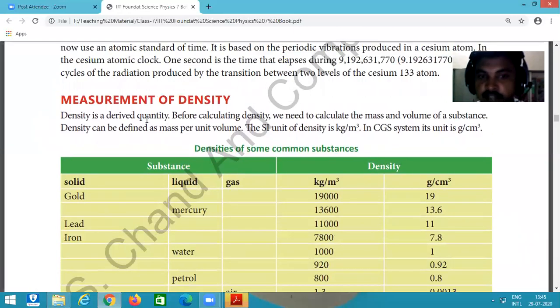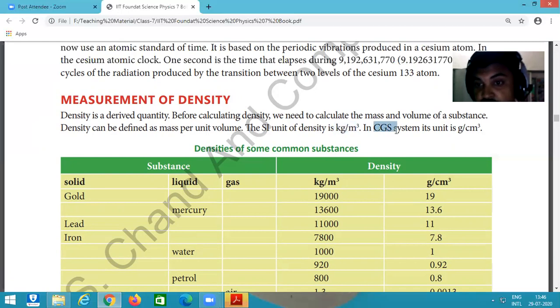Density is a derived quantity. Before calculating density, we need to calculate the mass and volume of a substance. It means density is a derived quantity, and it depends on the fundamental quantities, mass and volume. Density can be defined as mass per unit volume. The SI unit of density is kilogram per meter cube.